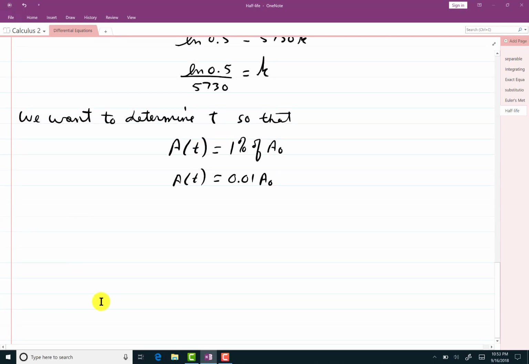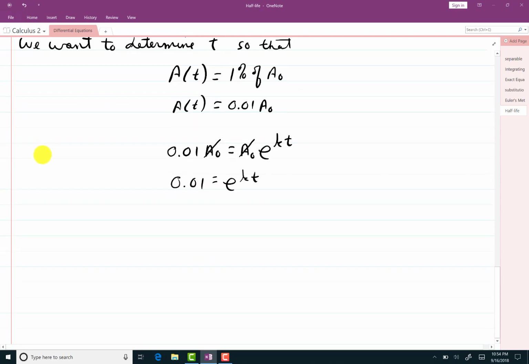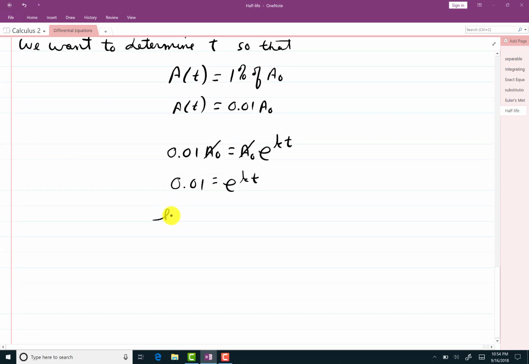So anyways, let's go ahead and throw these into the equation. I have 0.01 A sub 0 equals A sub 0 e to the kt. As before, we'll divide through by A sub 0. I get 0.01 equals e to the kt. As you can imagine, take the natural logarithm of each side. And then I'll divide by k.